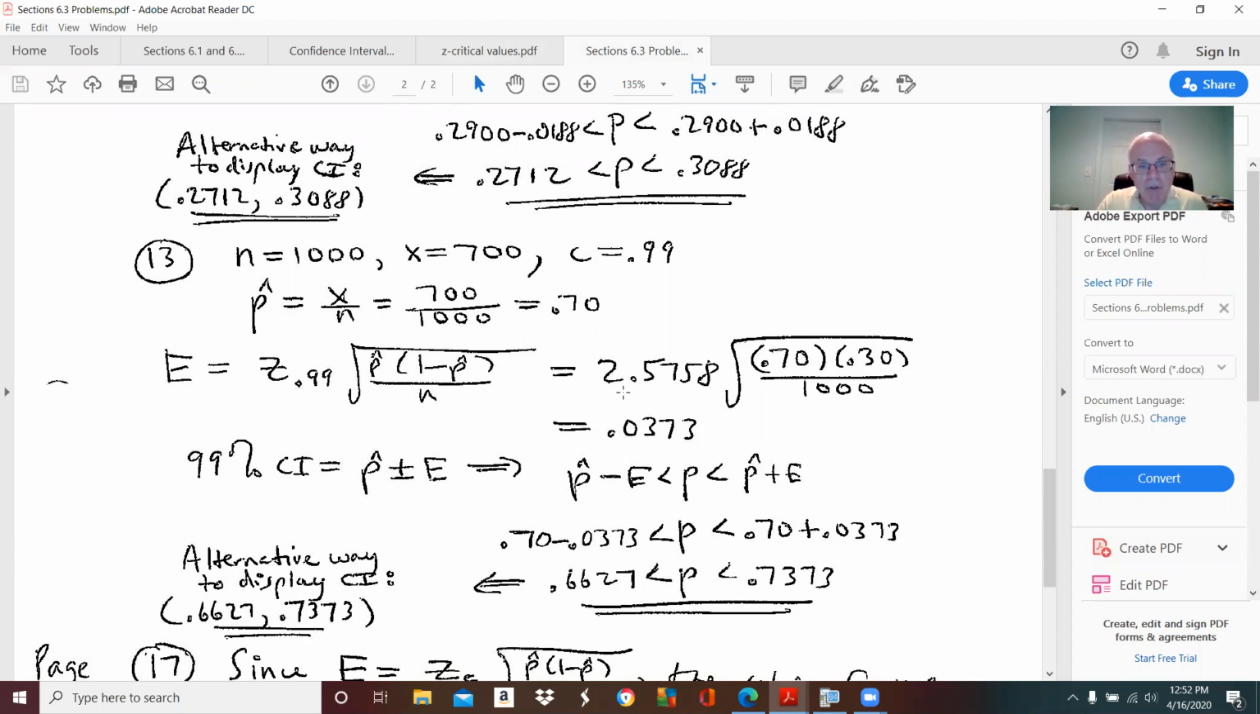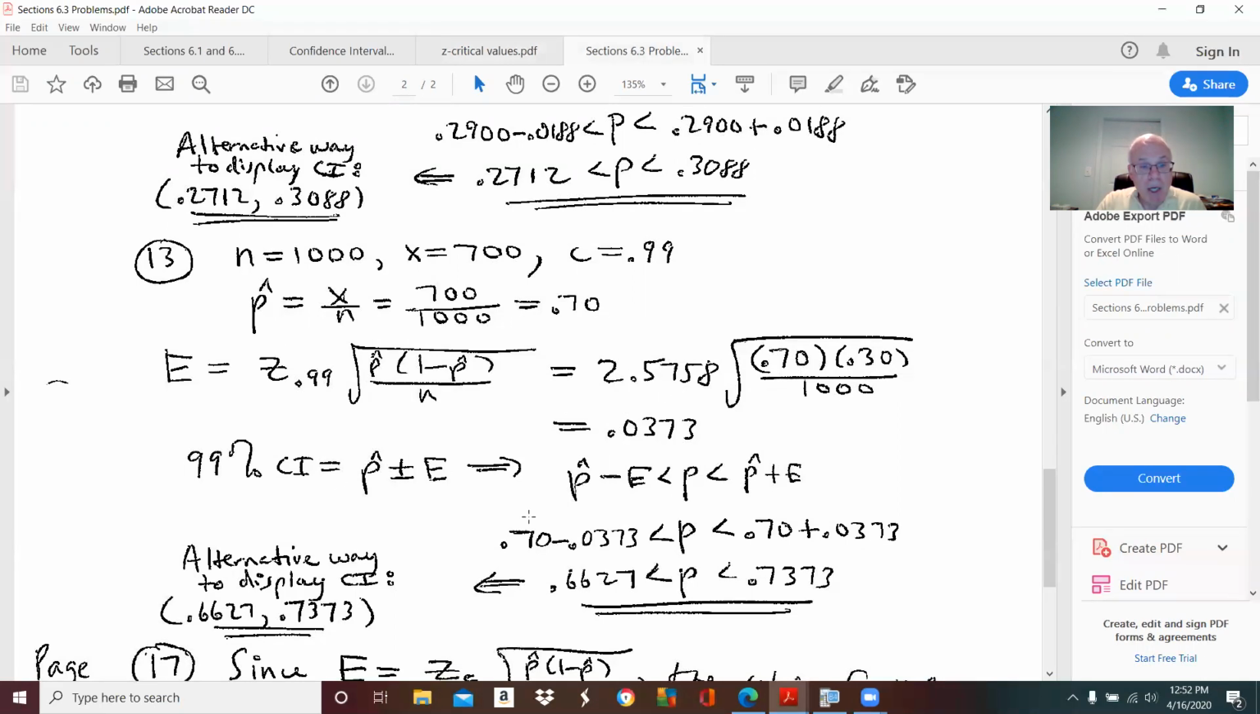This is the z critical value. Inside the square root, we have our point estimate p hat is 0.7. That means 1 minus p hat is 0.3. We divide by 1,000 inside that square root. And then we come up with our margin of error, which is 0.0373.